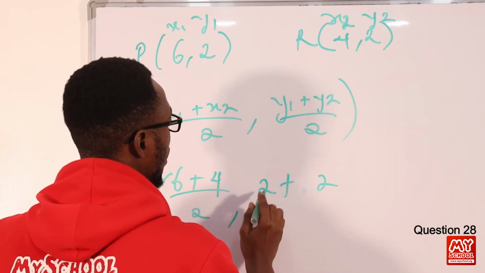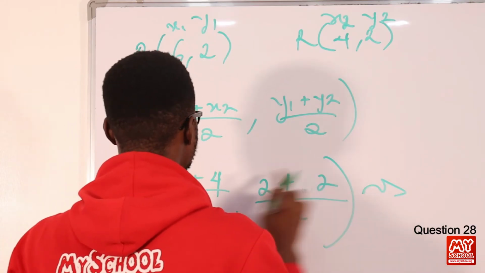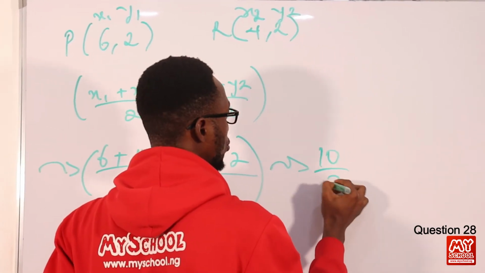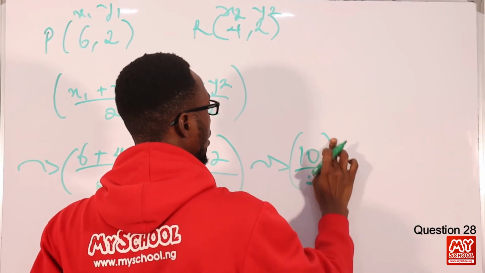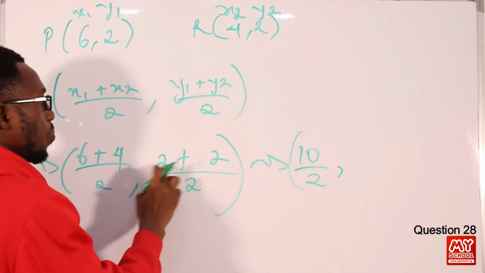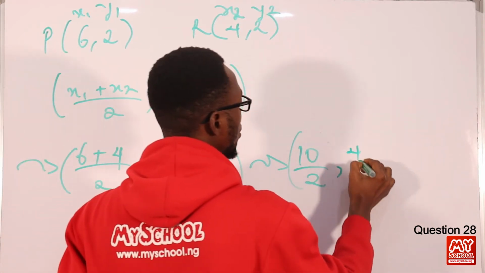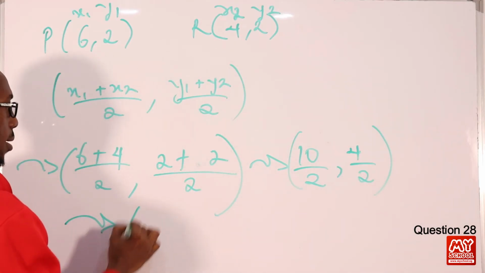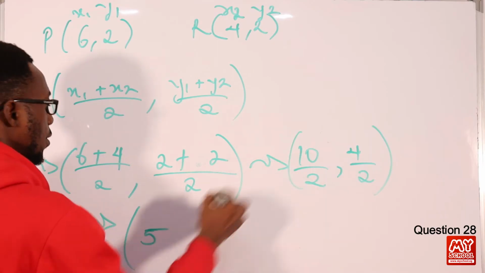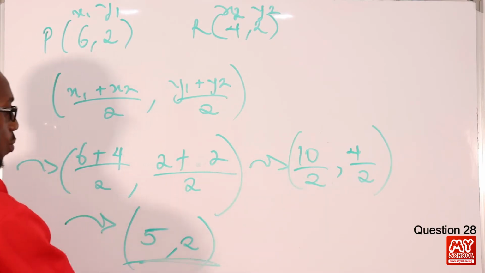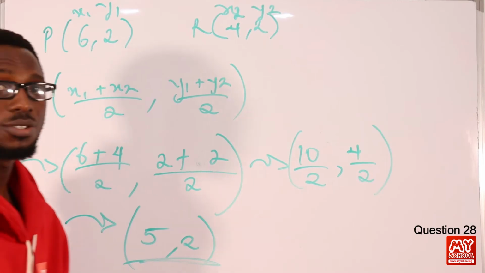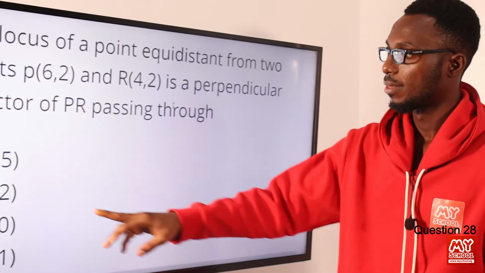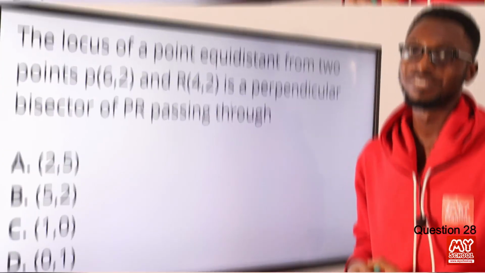Okay, so 6 plus 4, that is 10. 10 over 2. All right, sorry, I think I'm quite fast. 2 plus 2, that is 4 over 2. Right. Okay, then that implies 10 divided by 2, that is 5. 4 divided by 2, that is 2. So this is what we are looking for, (5, 2). So let's go back to the screen to carry out specification. Option B is good to go.